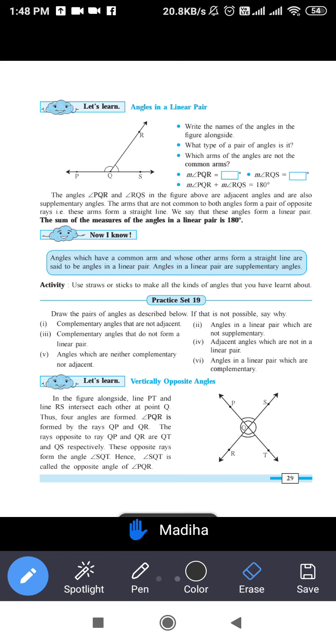Where it is possible you have to draw, and where it is not possible you have to give the proper reason. So in the first one you will draw the diagram: two angles, one of 60 and another of 30. You can take either of the measurements, but what should their summation be? It should be 90, because here it is mentioned that they are complementary.